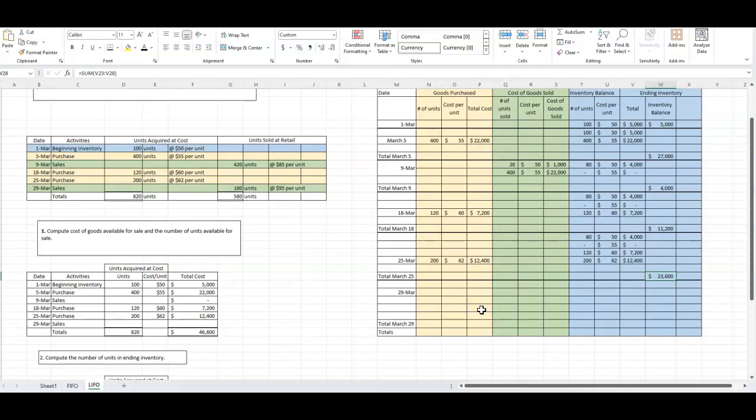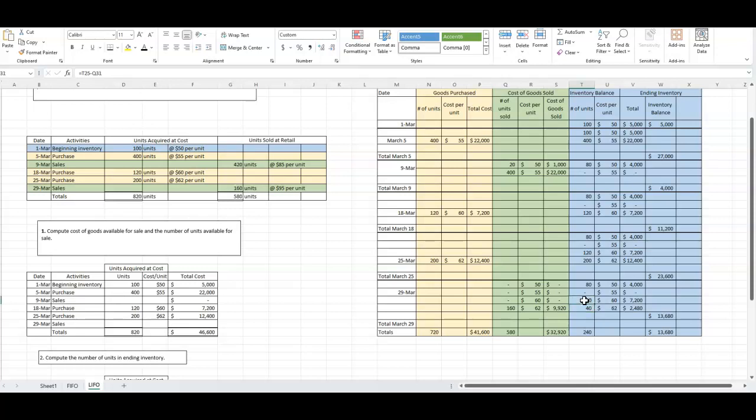So why don't you pause the video and see if you can figure out which layer we are going to bring these 160 units from. I hope you've paused the video. I'm going to stop right now. Let's see what we got. We're going to sell, or choose to sell, assume that these are the ones that are sold, from the last layer. So we're going to sell 160 of these 200 units, leaving us 40 in stock.